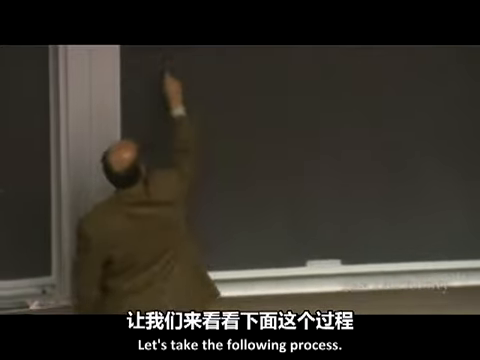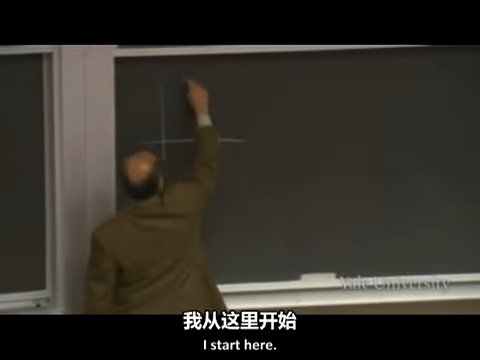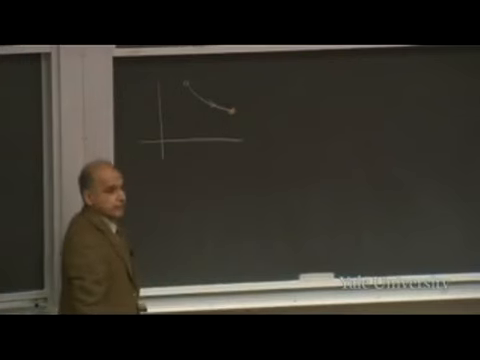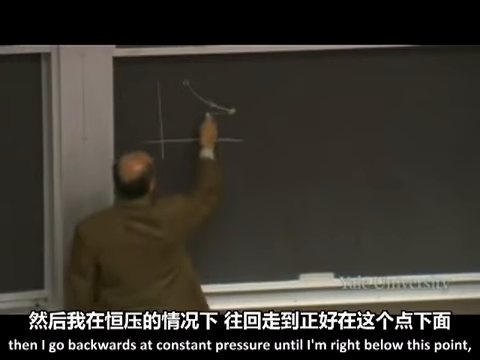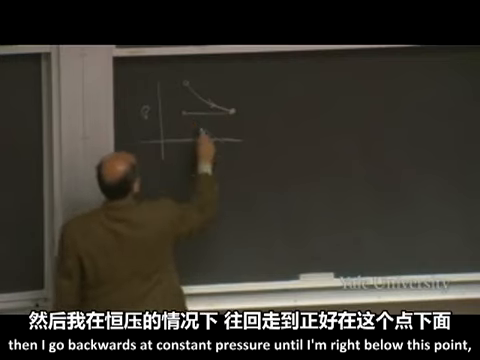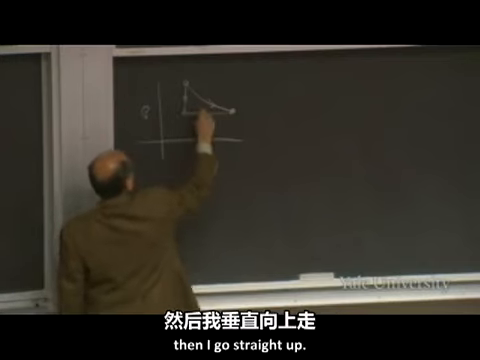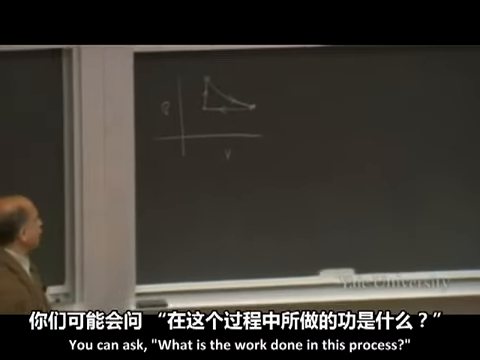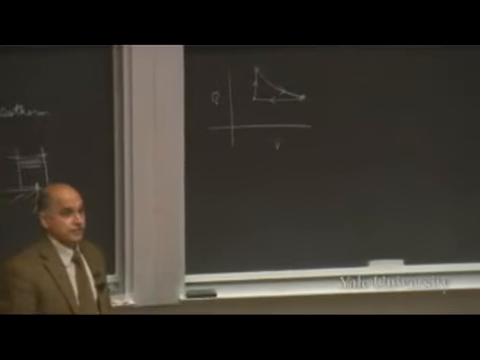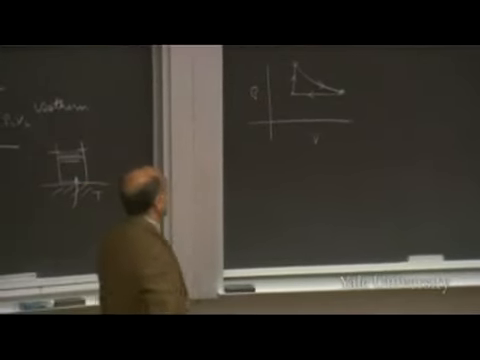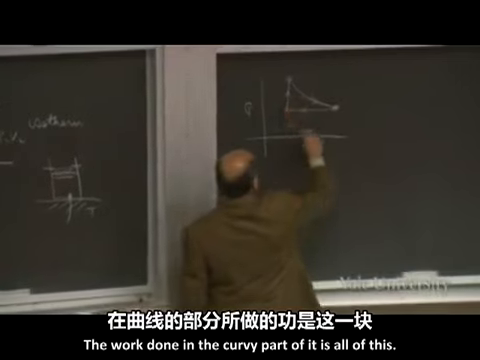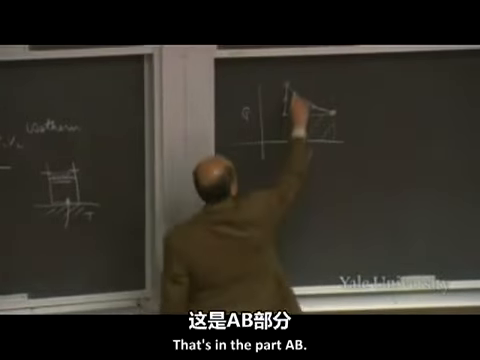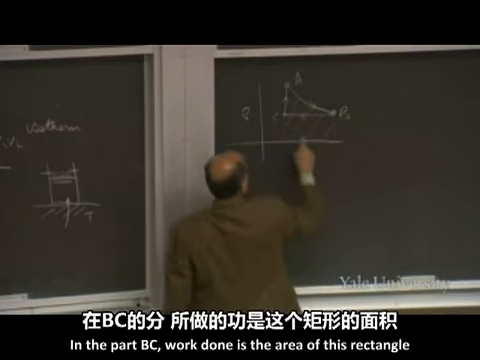Let's take the following process. I start here. I go on an isothermal here. Then I go backwards at constant pressure till I'm right below this point. Then I go straight up. You can ask, what is the work done in this process? The work done in the curvy part of it is all of this. That's in the part AB.